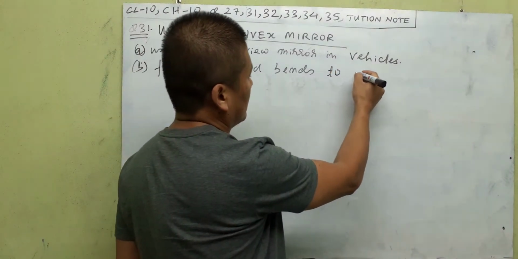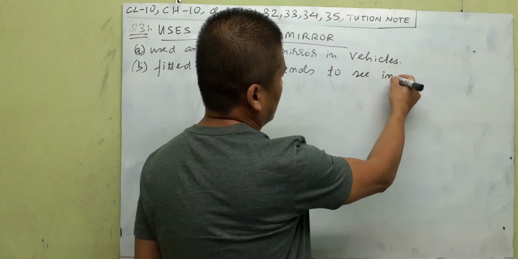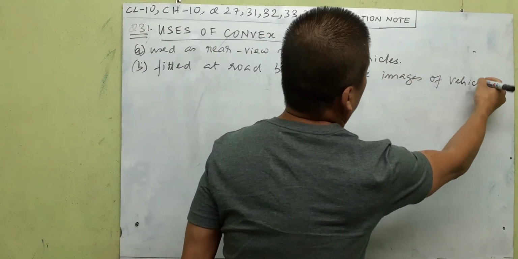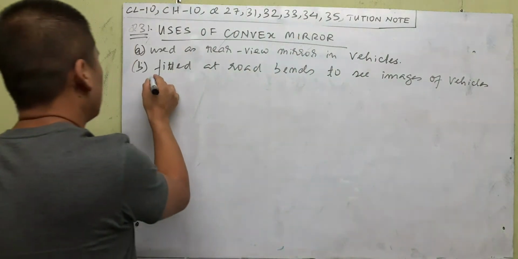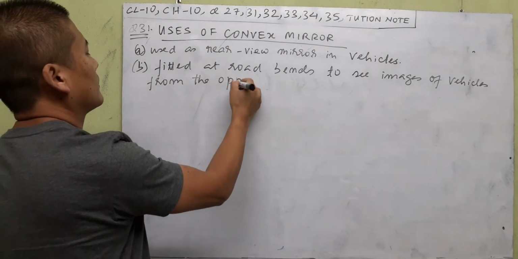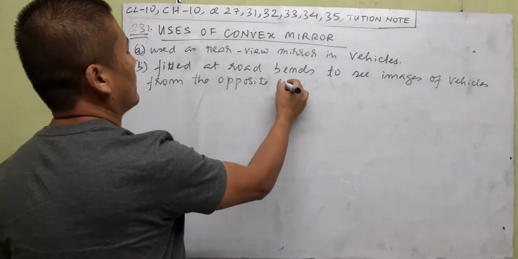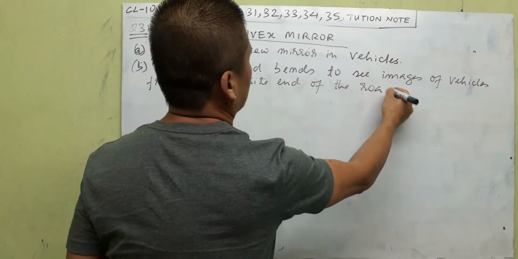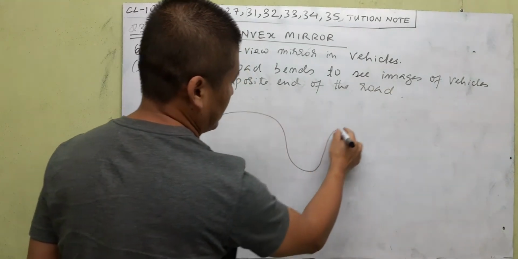To see images of vehicles from the opposite end of the road. So this is a bend, let us say in a hilly area, the road travels like this.